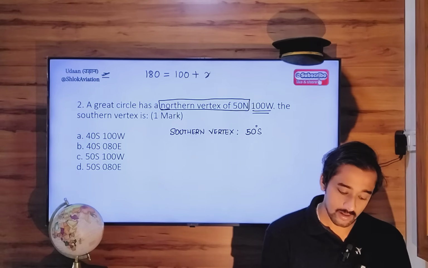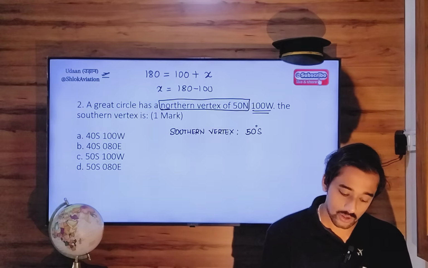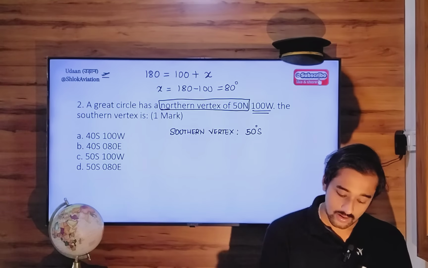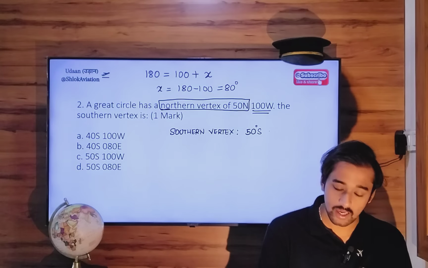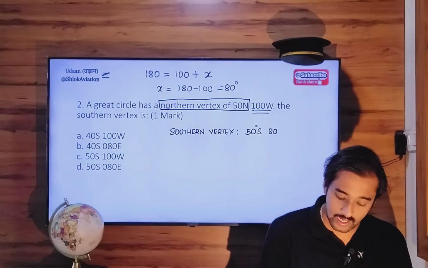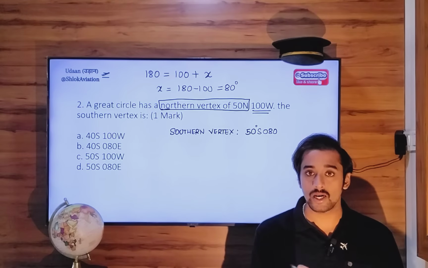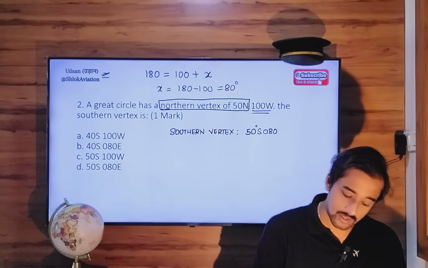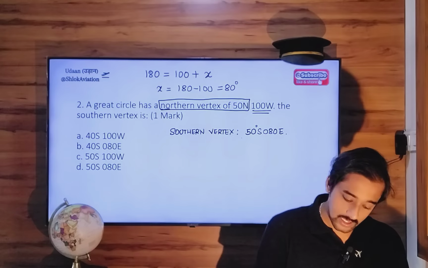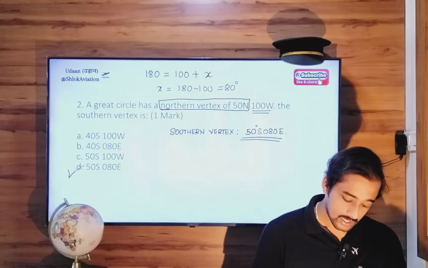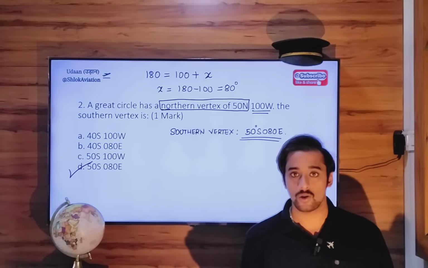The remaining part will be what? 180 minus 100, which is equal to 80 degrees. So the southern vertex will have a longitude of 080. The hemisphere will be the opposite hemisphere, eastern hemisphere. So the correct option will be Delta, 50 degrees south, 080 east.